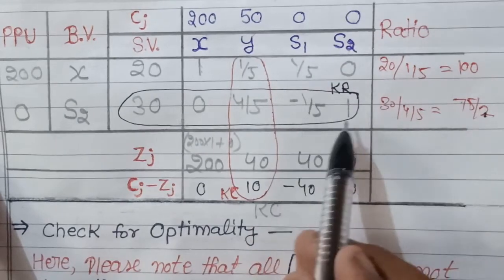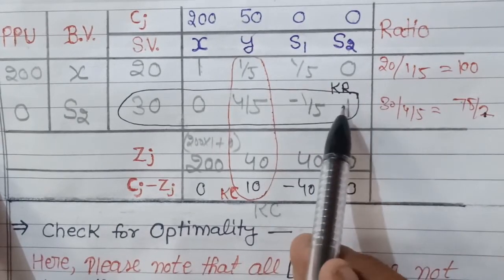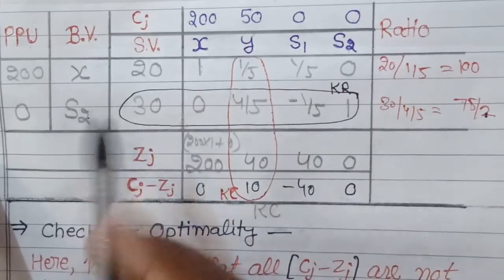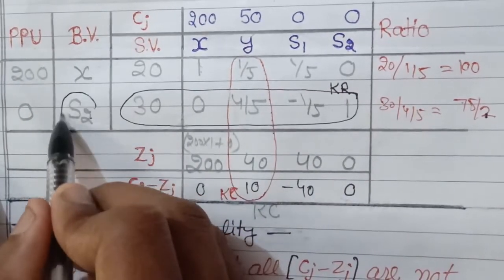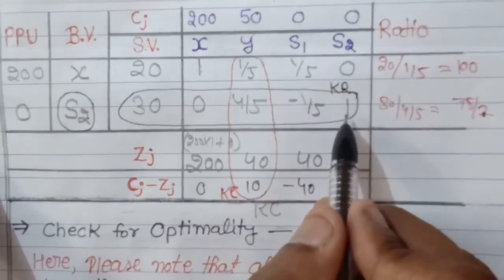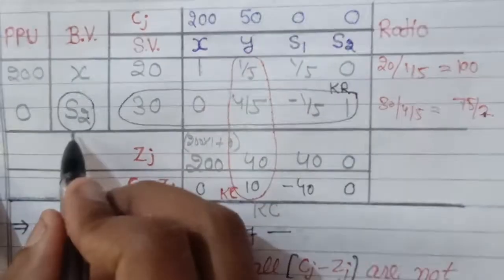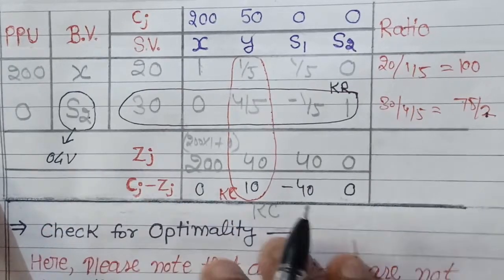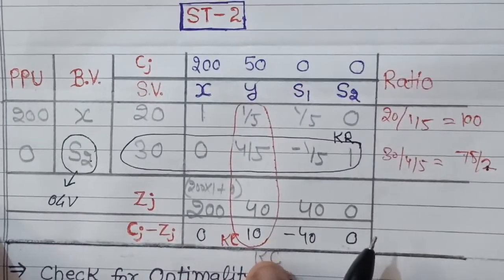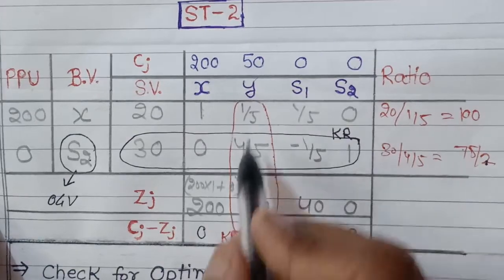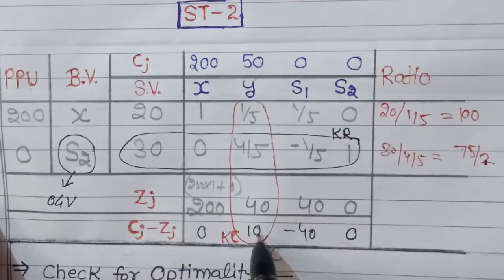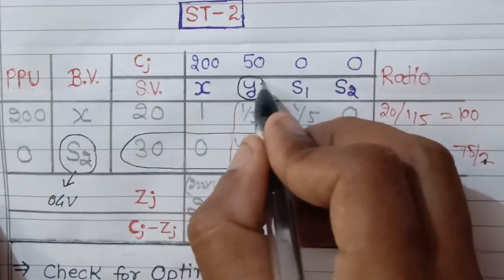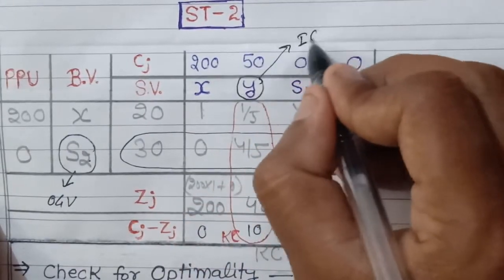Now we have to find the outgoing variable. The variable of the key row is the outgoing variable. Here you will see that this S2 is the variable of this key row for simplex table 2. So now this will be the outgoing variable. Now we have to check the element of the key column. Here this Y is the element of the key column for simplex table 2. So now this Y will be the incoming variable.